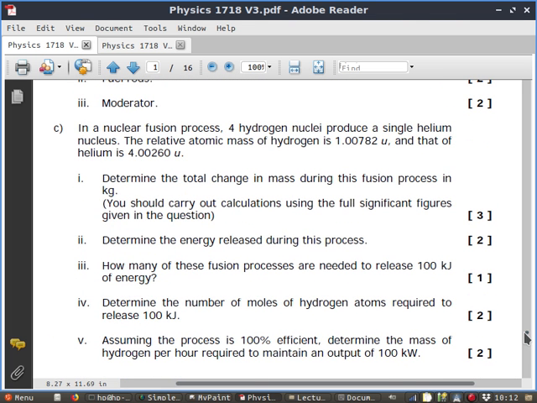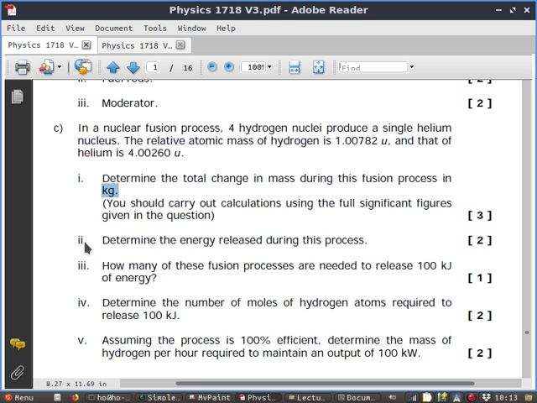So what we calculate: determine the change in mass. Oh, they don't actually say kilograms. But because it's 3 marks, I feel like it should be kilograms. Because it's 3 marks, not 1 mark. Oh yeah, they say kilogram in kilogram. Do they? Oh yeah, there it is. Yeah, nearly missed that.